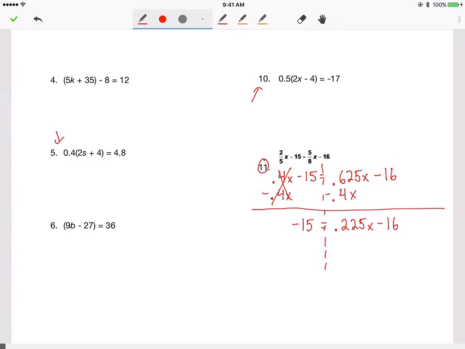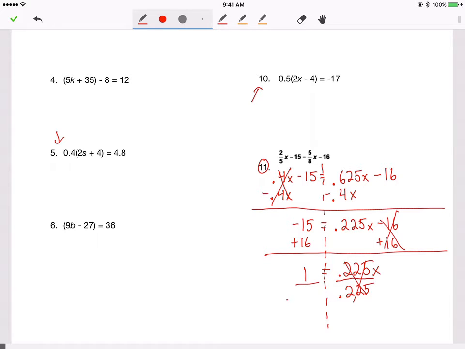Well, again, I need to get my x by myself, so I have to get rid of this 16. To get rid of a negative 16, got to add it on both sides. That cancels out, so I have 0.225x is equal to a positive 1. Now, I have to divide both sides by 0.225, because that'll give me my x by myself.